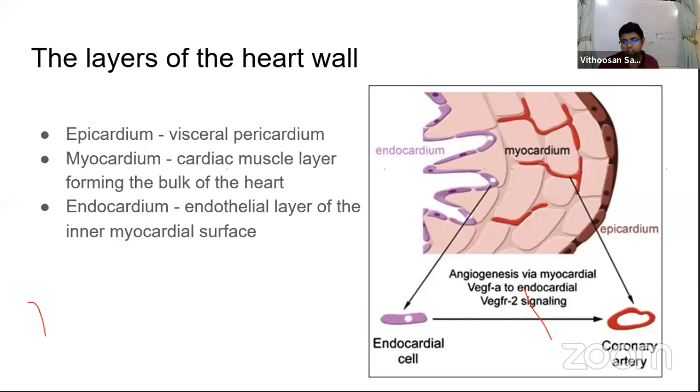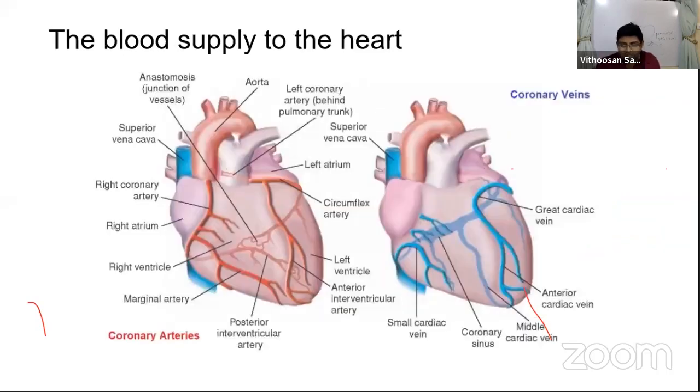Look at this. This is a must. This is something you have to know forever: the blood supply of the heart. The blood supply comes from two main things. There are two coronary arteries: the left coronary artery and the right coronary artery.